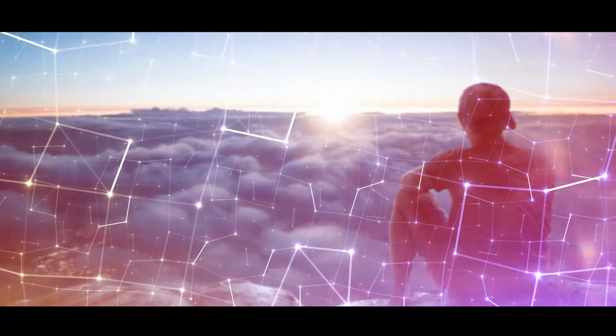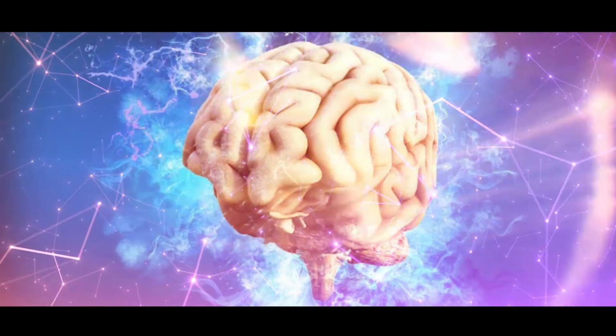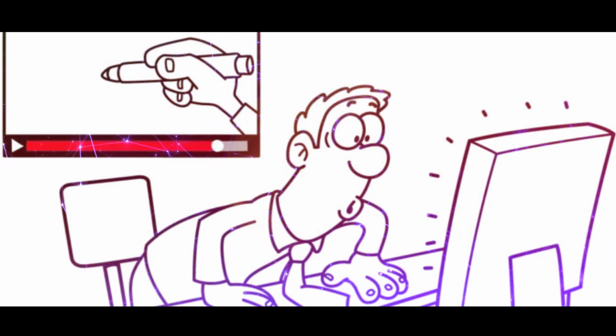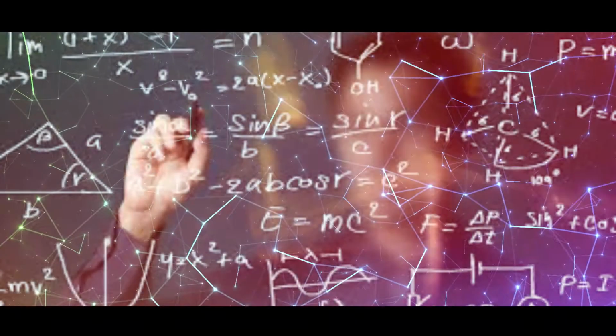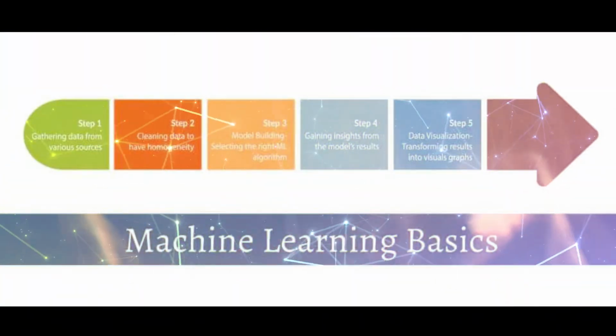We know humans learn from their past experiences and machines follow their instructions given by humans. But what if humans can train the machine to learn from the past data and do what humans can, but much faster? Well, that's called machine learning, but it's a lot more than just learning. It's also about understanding and reasoning. So today we will learn about the basics of machine learning.